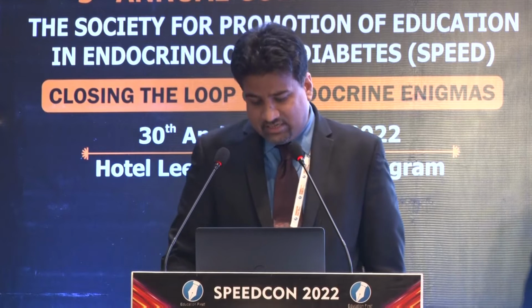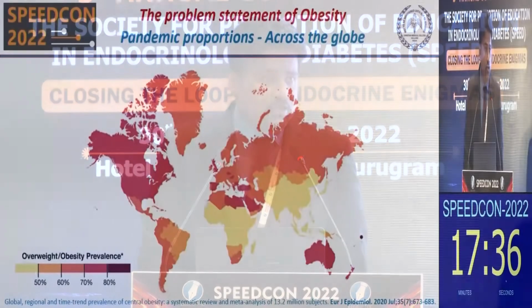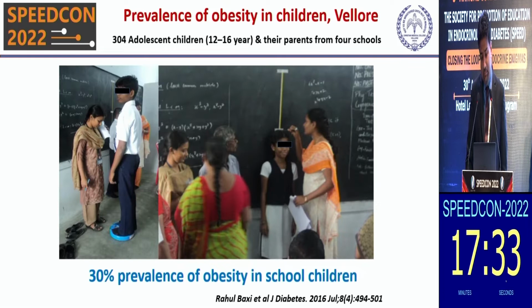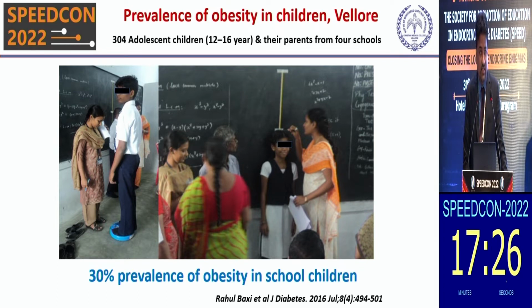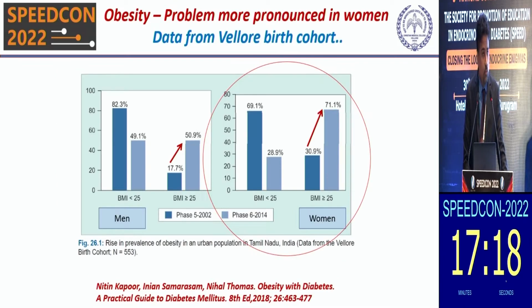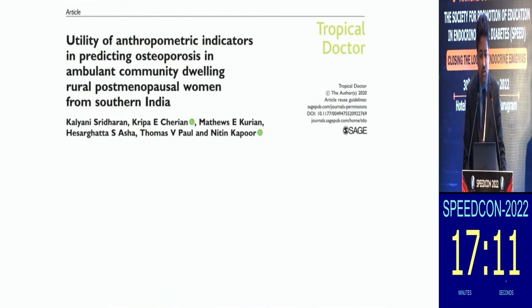Starting right at the onset with the role of diet therapy in obesity management, I think all of us are well aware obesity has reached pandemic proportions globally, not only across the globe, but even in India. When you look at prevalence in school children, this is data from Vellore. Vellore is not a metropolitan city, it is a 2-tier city, and still we see 30% of children between 12 to 16 years have obesity. Amongst the adults, data from the Vellore birth cohort, one of the oldest cohorts in India, shows a whopping increase in the number of obesity cases in the last 10 years, and the elderly are not spared as well.